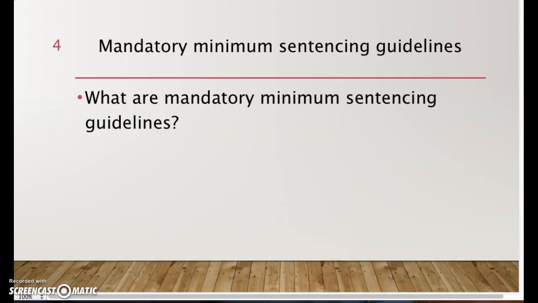So mandatory minimum sentencing guidelines. What are mandatory minimum sentencing guidelines? Mandatory minimum sentencing guidelines require judges to hand down sentences for a fixed minimum length of imprisonment to people convicted of certain crimes. This means that for certain crimes, criminal sentencing guidelines give the judge no discretion to issue a less severe punishment, no matter what mitigating factors might exist. Mandatory minimum sentences apply to many violent and drug-related crimes as well as habitual offenders.